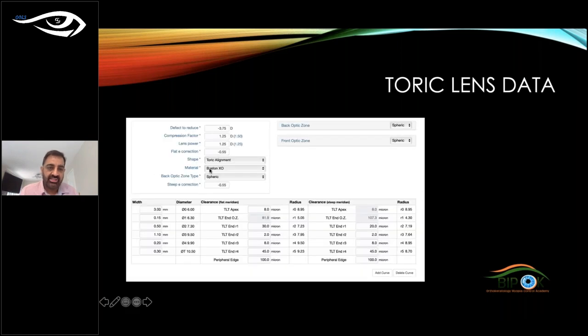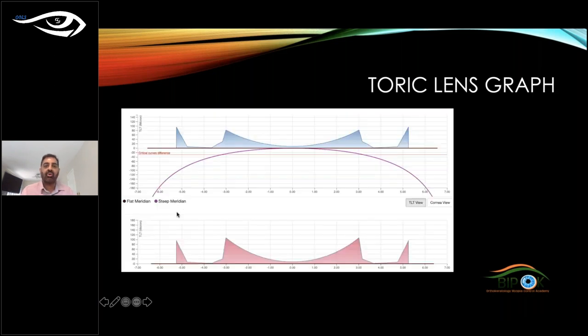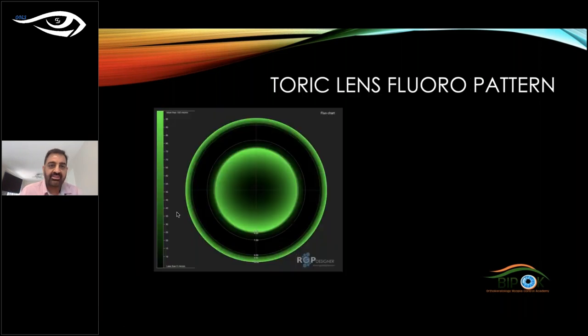So this is where I've changed the toric alignment, and therefore you've got this now. So you've got both meridians being covered. The lens looks like this. Isn't that much better? So you can see now it looks good. And this is virtual fitting, not even tried on a patient. So I know now I can order this lens and it will do the job.